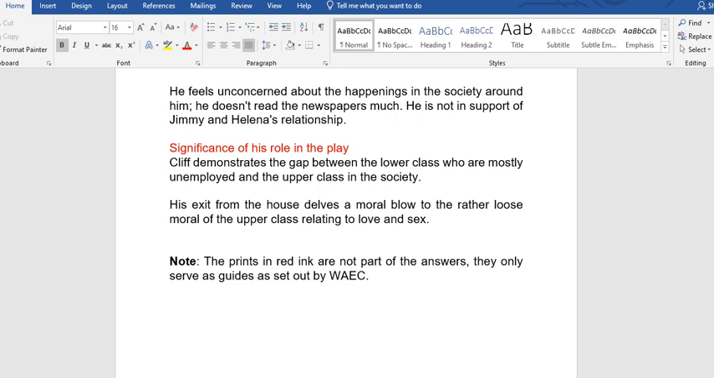But note, the prints in red ink are not part of the answers. They only serve as guides as set out by WAEC. Those prints in red are not part of the answer, just to serve as guides so that we know how to answer the questions. So when you are answering your own question, you don't need to put relation to theme, character identification, significance of his role. You don't need to do all those. I just put them there so that we can understand it very well.